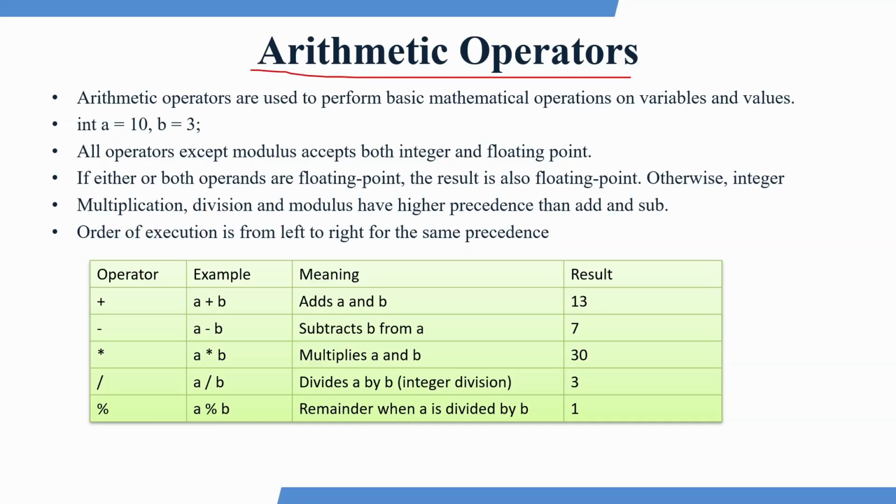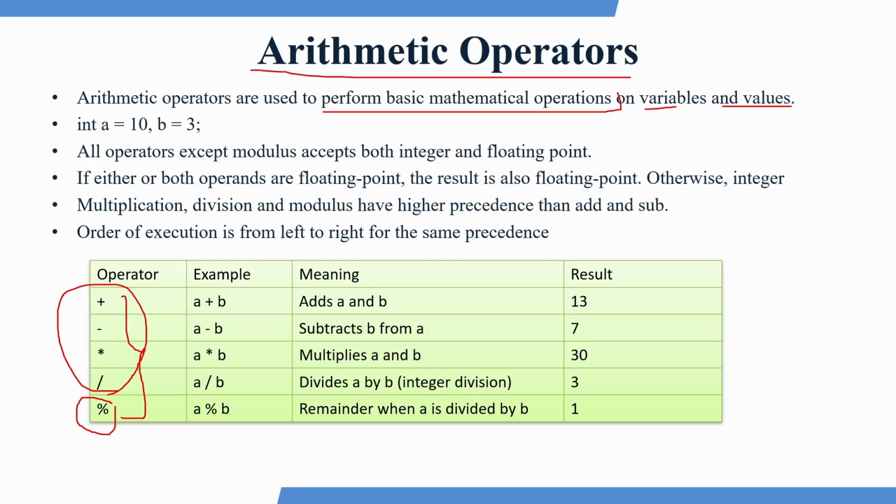Arithmetic operators are used to perform basic mathematical operations on the variables and the values which we have read earlier. Some of the basic arithmetic operations are addition, subtraction, multiplication, and division. We know the meaning of all these operations. And the last one is the modulo. So this is an operator.